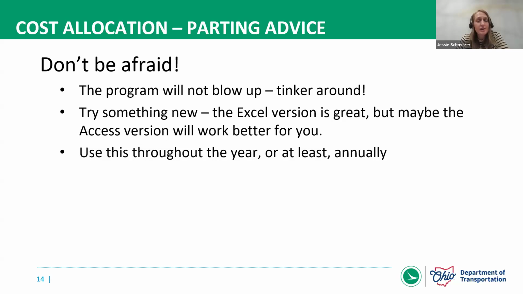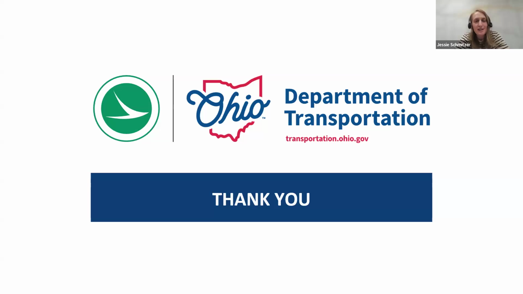So the Excel version is really great, and that's usually what I go for because I'm so used to Excel, but the Access version may work better for you. I know a lot of people have said it works way better for them. So just be open to trying either one, and then use it throughout the year or at the very least annually. Once you feel comfortable with it, make sure you're updating it as you go throughout your year. Keep in mind that this also keeps all your data saved, so that's great year to year to year. With that, I will hand it over to Mike, and good luck with the cost allocation calculator, everybody.